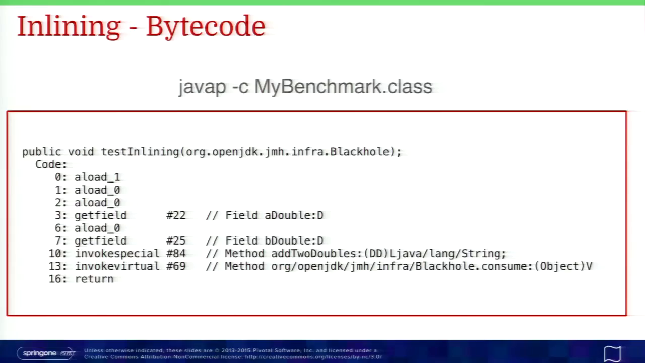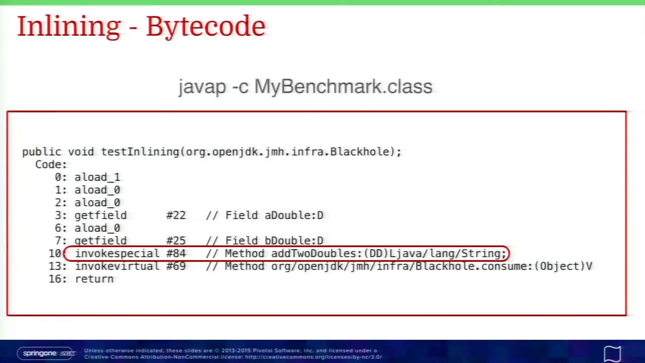So the first thing we can do is go look at the bytecode. To look at bytecode, you run javap. When you add the -c flag, it'll print out all the bytecode in the method itself. And this is what we see. This invokespecial line here is the call to add two doubles. So here, we know that javac is not doing any inlining optimization for us.